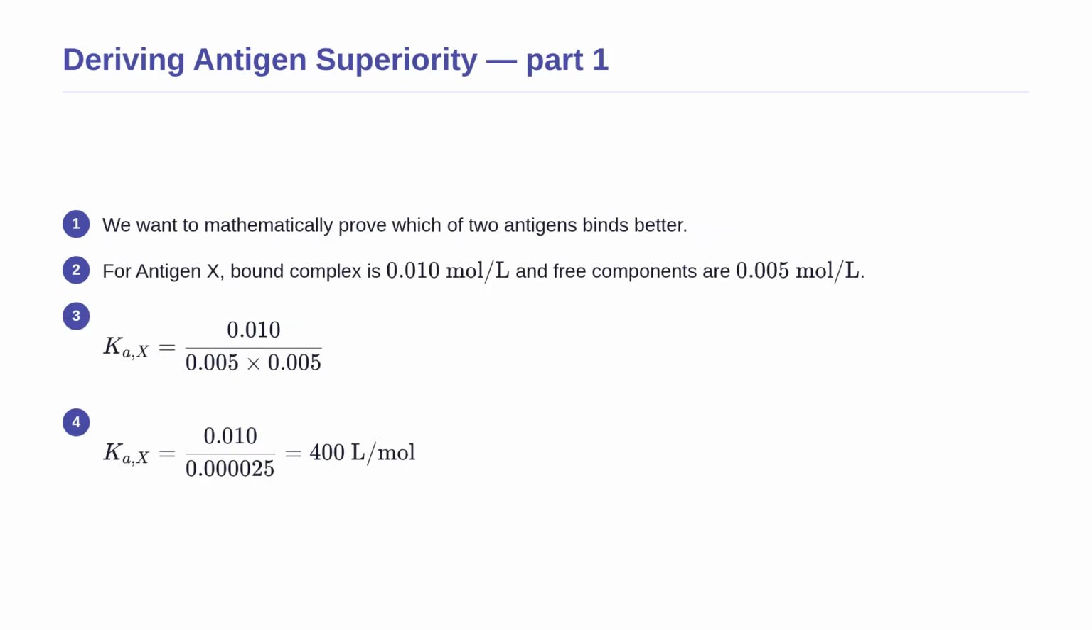This formula we just used leads us to an important question. How do we mathematically prove which antigen is superior? Let us set up a comparison between antigen X and antigen Y. For antigen X, we are given a bound complex concentration of 0.010 and free components of 0.005. We plug these specific equilibrium concentrations into our affinity formula. By squaring the free components in the denominator and dividing, we establish a baseline affinity constant of 400 liters per mole. This chunk of our derivation sets the benchmark we need to evaluate the second antigen.